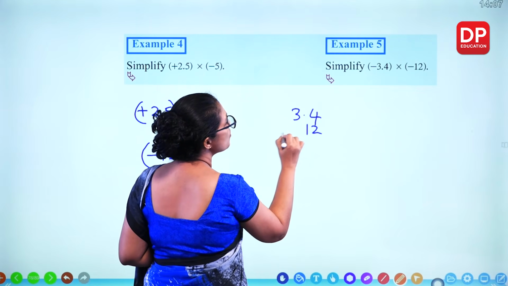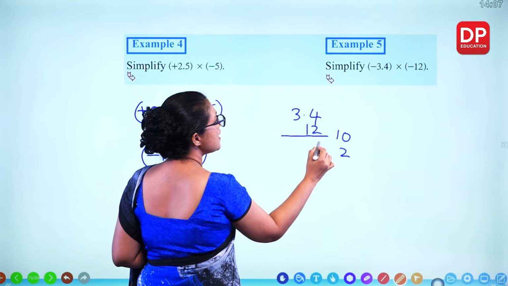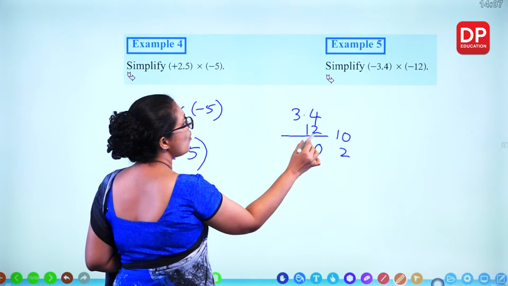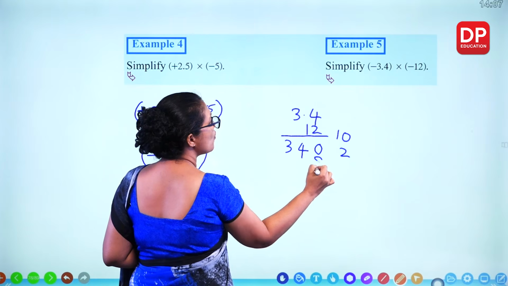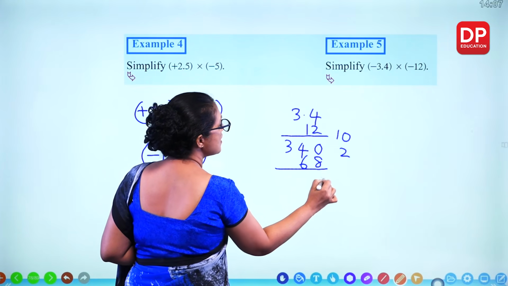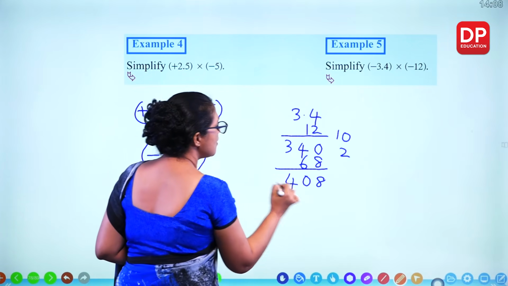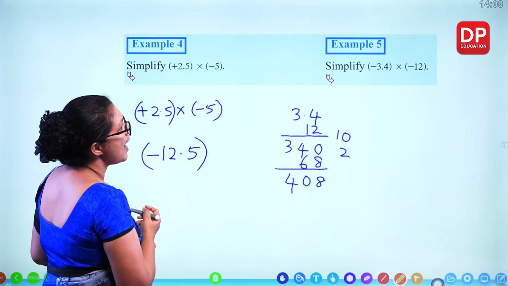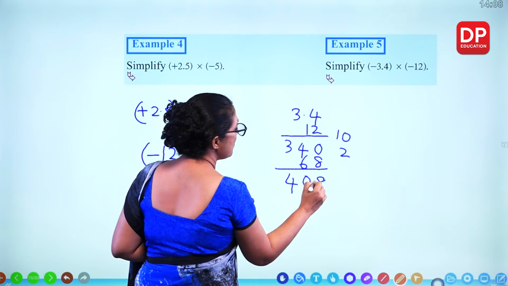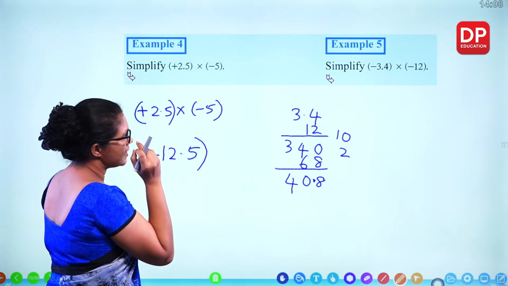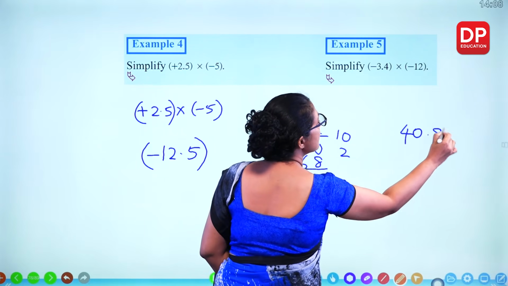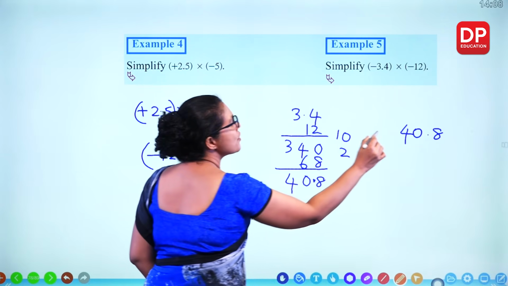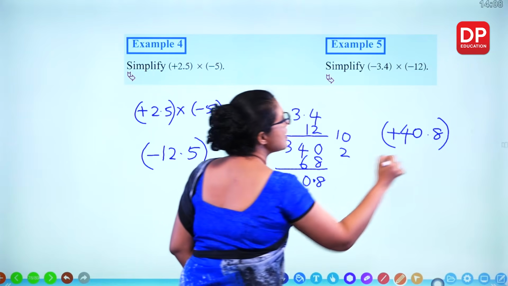Here multiply by 12 first. 3.4 multiplied by 12. 2 times 4, 8. 2 times 3, 6. When you add it, you get 408. And here, 1 decimal place. So 40.8 is the answer. But how you decide the sign? Minus minus both, the final answer is positive.